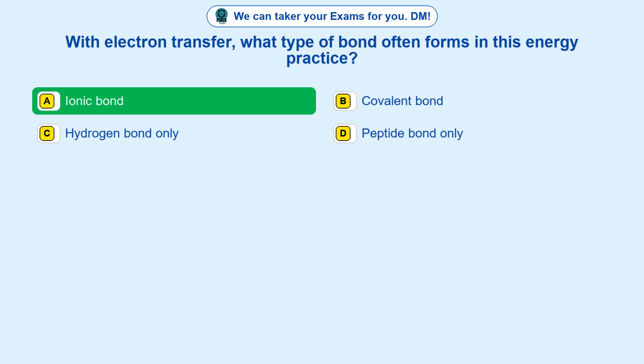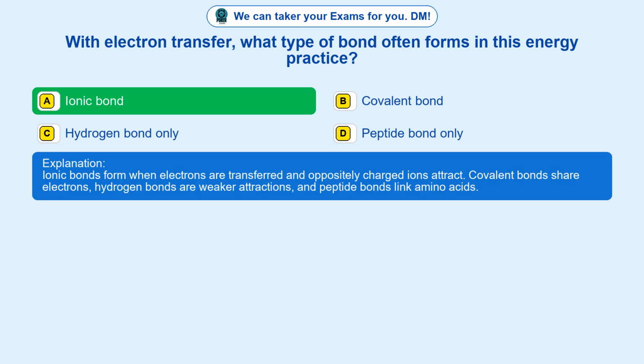Ionic bond. Ionic bonds form when electrons are transferred and oppositely charged ions attract. Covalent bonds share electrons, hydrogen bonds are weaker attractions, and peptide bonds link amino acids.